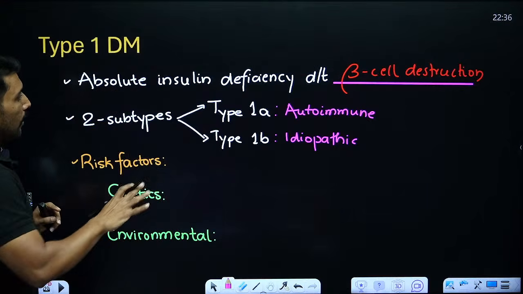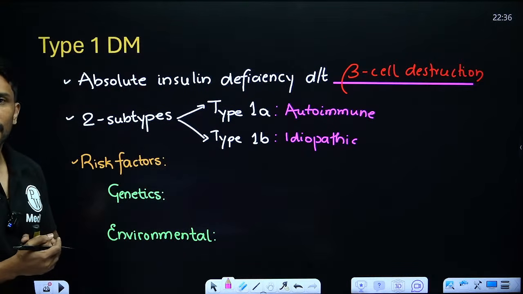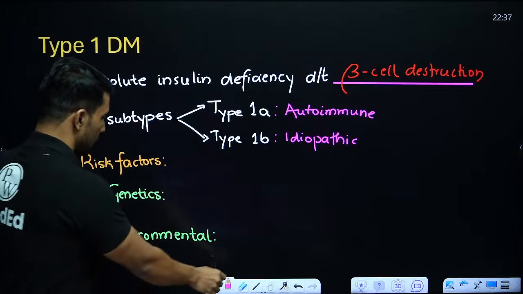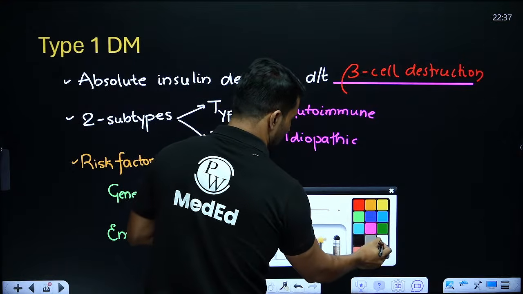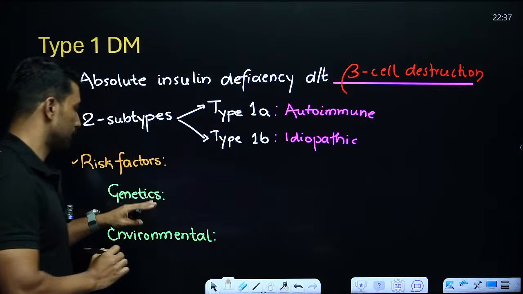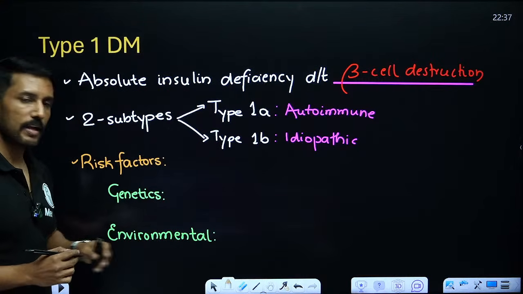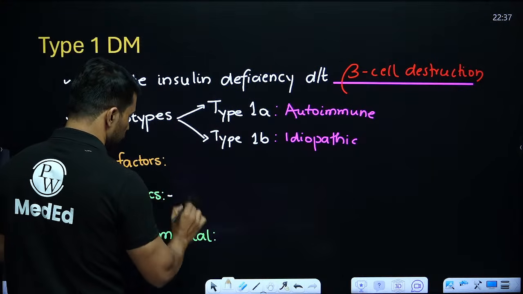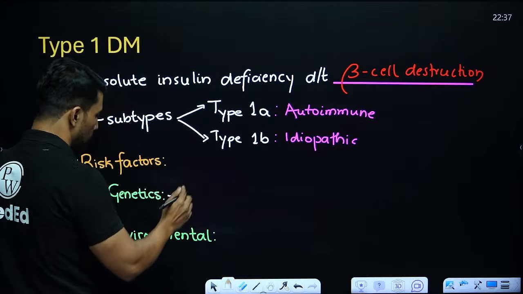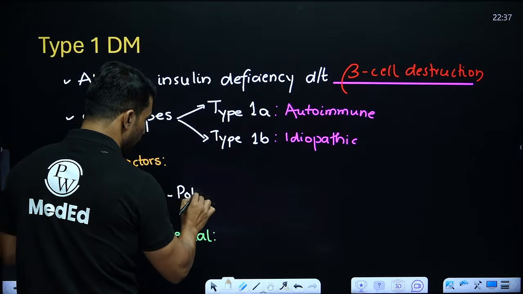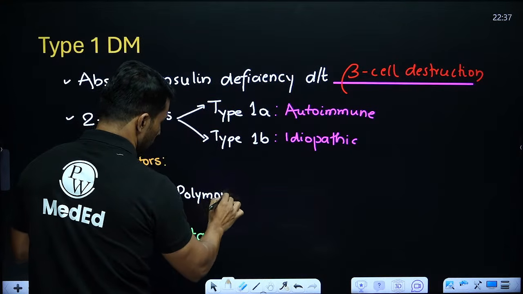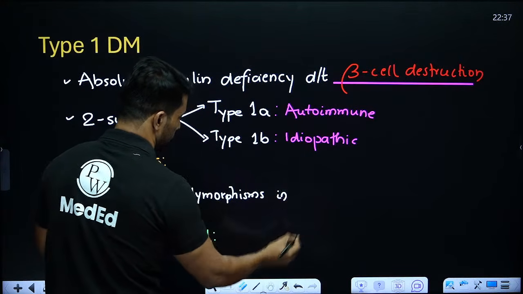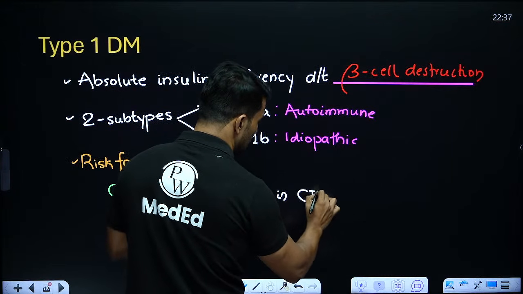Okay. Now, why does someone end up developing this type 1 diabetes mellitus? Of course, it is an autoimmune disorder, and being an autoimmune disorder, there have to be certain risk factors, genetics and environmental factors. Now, when it comes to genetics, it's multifactorial. So polymorphic variations of certain genes, polymorphisms in certain genes like CTLA4.